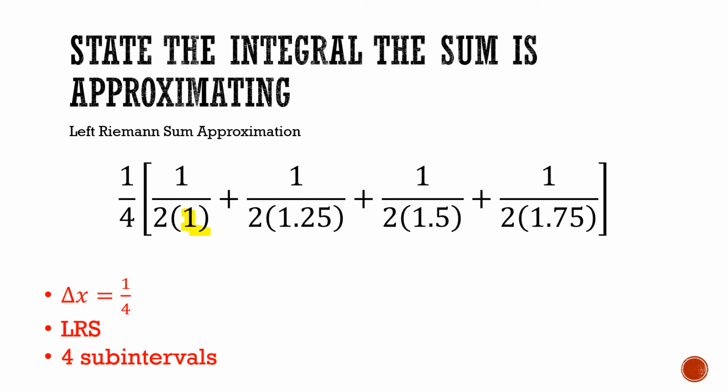And I understand also that with the left Riemann sum, the rightmost value, whatever comes out here, is not actually being calculated. So if I take this 1.75 and add my delta x, or 0.25, to it, this rightmost value, or my b value, would have been 2. So my integral is going to go from 1 to 2 of 1 over 2x dx.